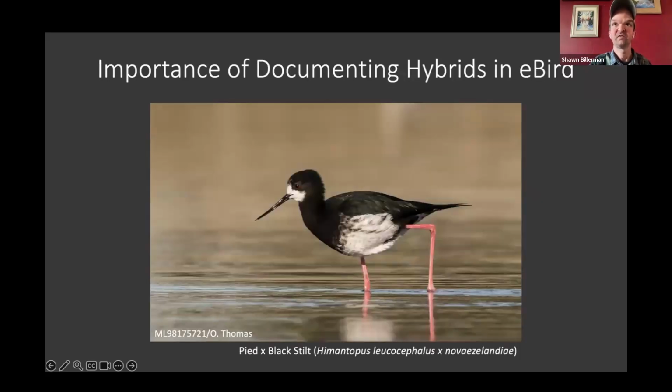For example, eBird observations of hybrids between pied and black stilt, which is critically endangered in New Zealand, could help conservation workers understand patterns and frequencies of hybridization and help them develop strategies to better protect the black stilt. So hybrids in eBird are really important, and Marshall's going to talk a little bit more about that.